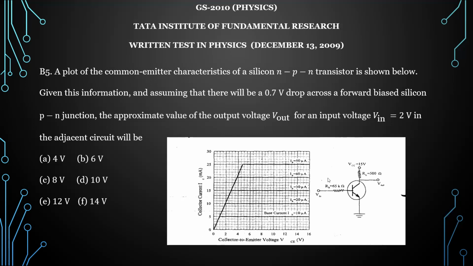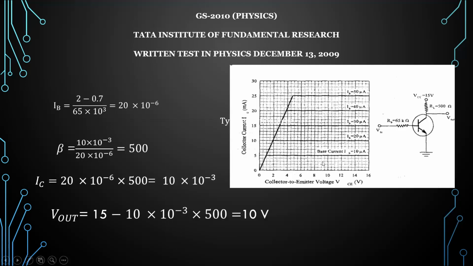So this is a simple question. You know that here your voltage is 2 volt and here the voltage drop is 0.7 volt, so the voltage drop across the 65 kilo ohm will be 1.3 volt. And if I calculate the current IB, that will be 2 minus 0.7 divided by 65 kilo ohm, so that gives me 20 microampere.